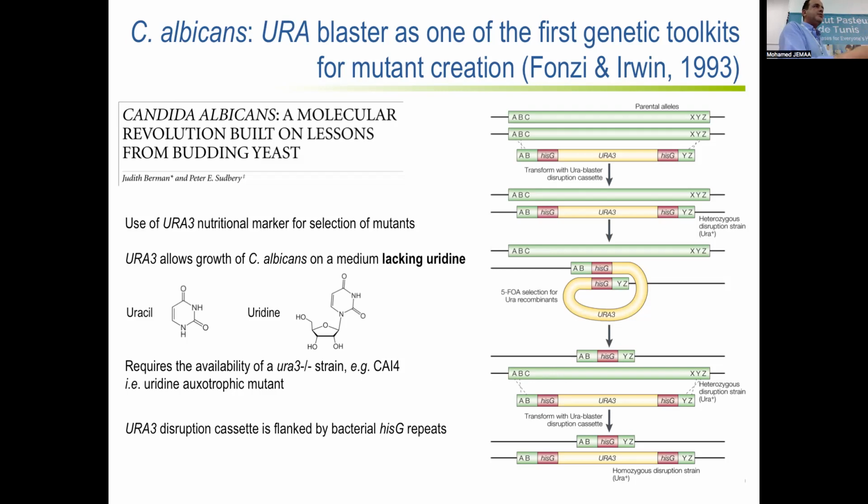Do you understand what is the purpose of that? So the first marker for doing molecular genetics and selection of mutants in albicans is the URA3 marker. And how does the system work?